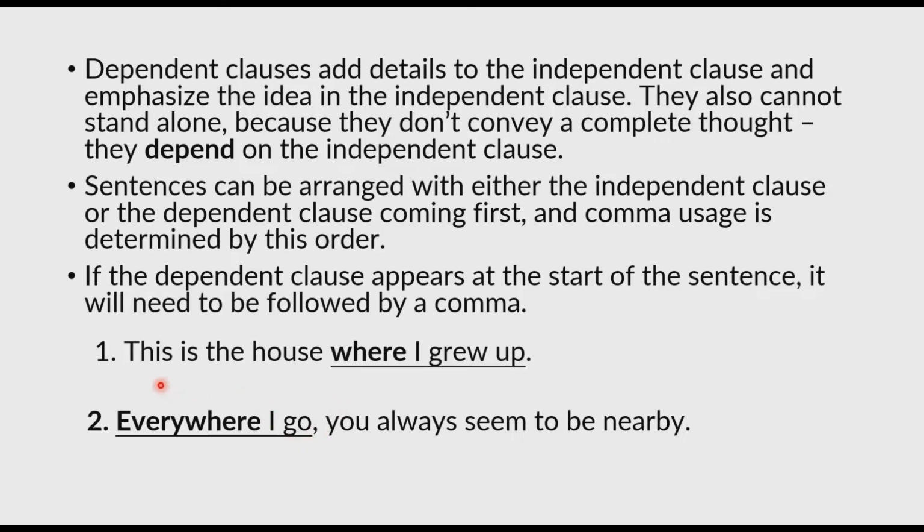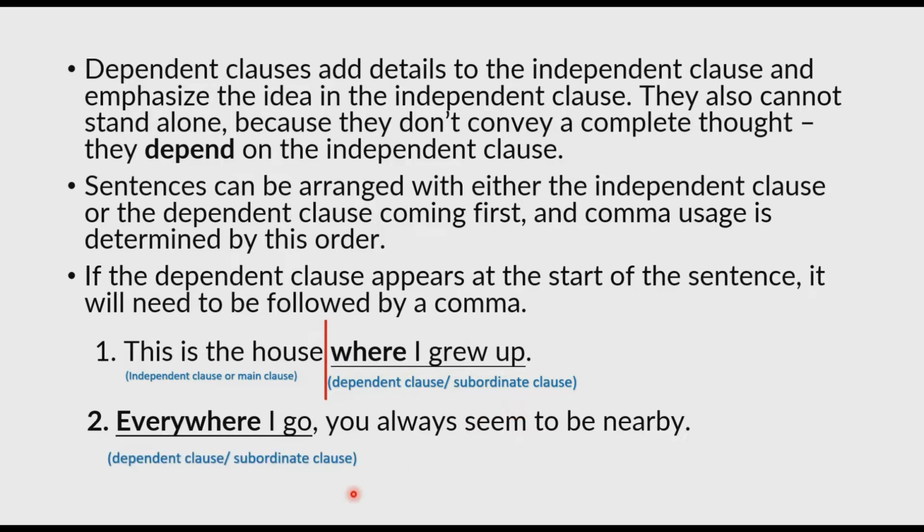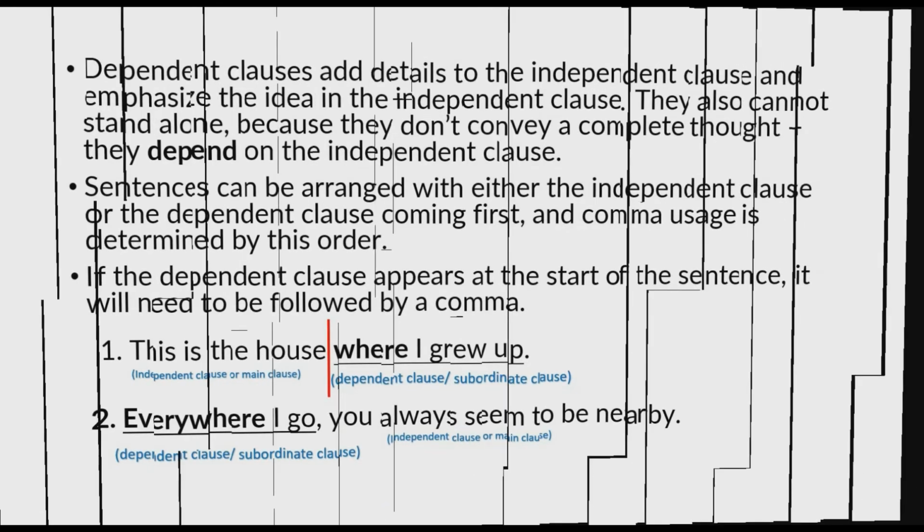However, if our dependent clause is not at the start of the sentence, there is no need for you to use the comma. So in this case, if "the house" is the independent or the main clause, "where I grew up" is the dependent or the subordinate clause. And in the example, "everywhere I go" is our dependent clause or subordinate clause. And "you always seem to be nearby" is our independent clause or our main clause.